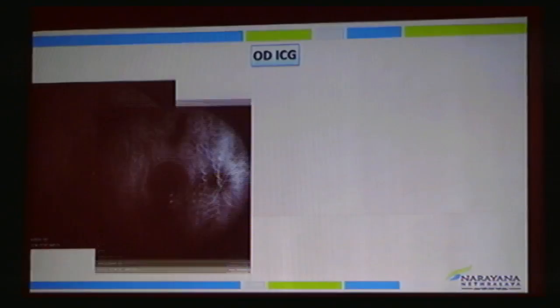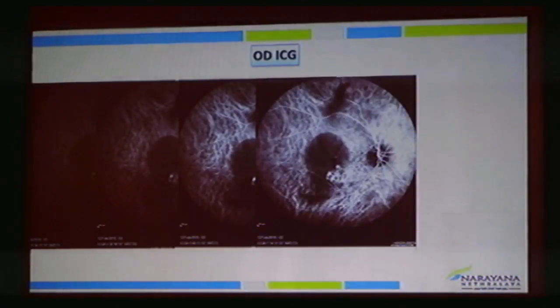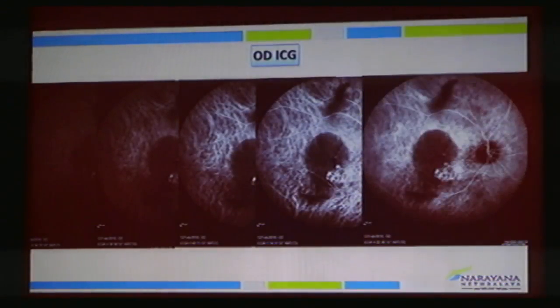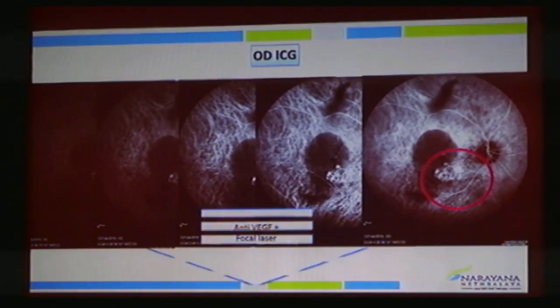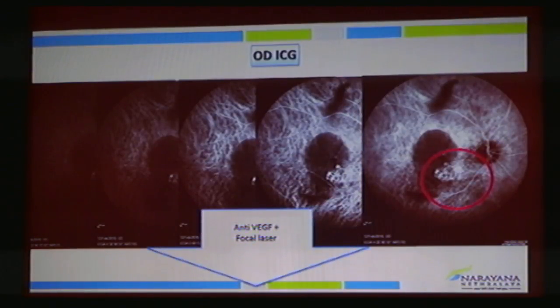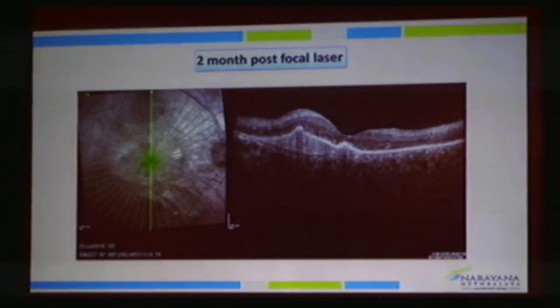So the last time around, we did a repeat ICG. And as expected, we continued to see polyps. However, this time the branching vascular network was very well delineated. So finally, we decided we would go with an anti-VEGF. We advised PDT once more, but the patient, due to financial reasons, could not undergo the same, and we thought we'll try our luck with focal laser. And luckily for us, it responded quite beautifully.